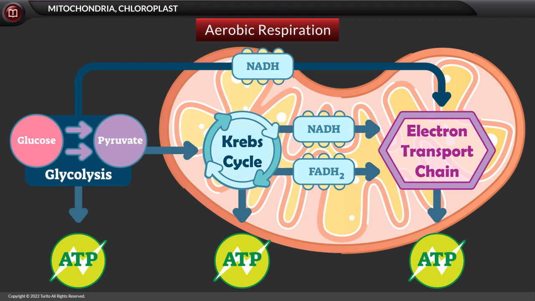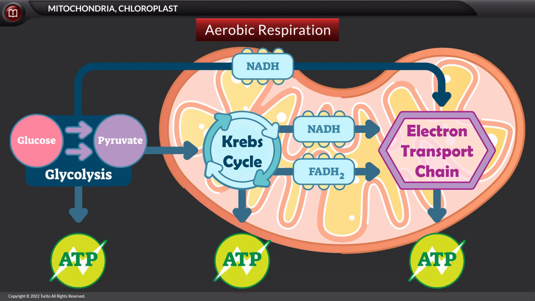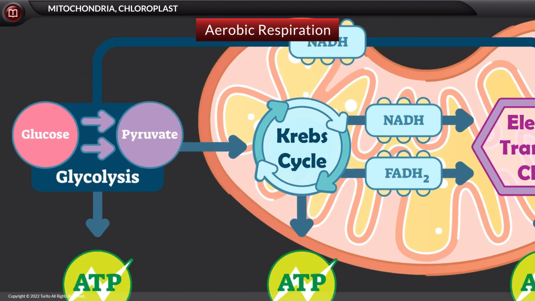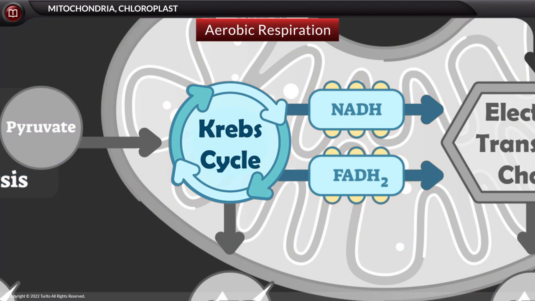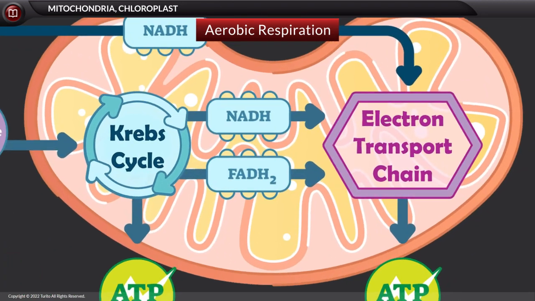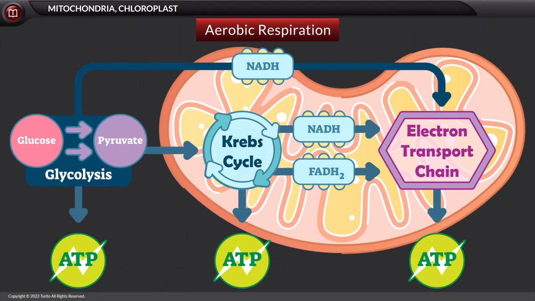Functionally, the mitochondria are involved in the aerobic respiration process. During aerobic respiration, glucose is oxidized to generate metabolic energy in the form of ATP. The process of aerobic respiration is a sequence of three events, namely, the glycolysis, the Krebs cycle, and the electron transport chain. Of these three events, the Krebs cycle and the electron transport chain occur in the mitochondria.